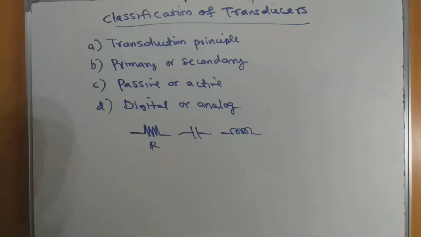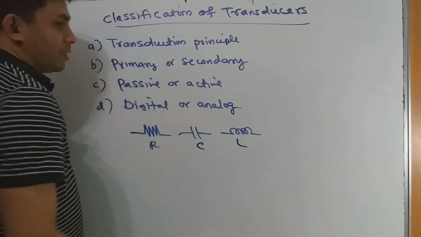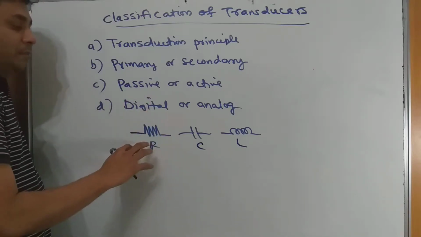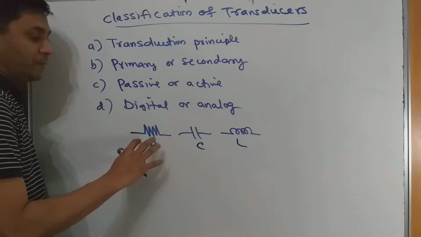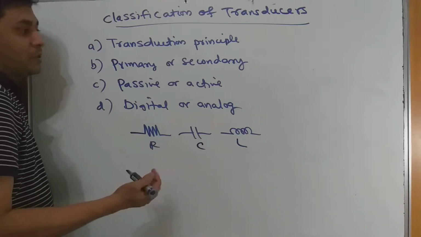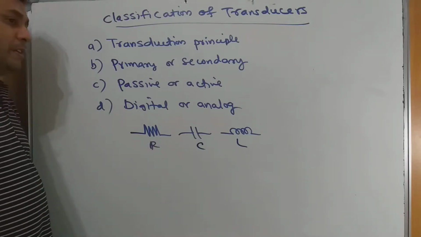So in this form, all the outputs are in the form of either resistance, capacitance, or inductance. That's the reason they are also called passive. And this type of signal, in order to do further signal processing, we have to transfer into a voltage or current signal with the help of additional circuits.